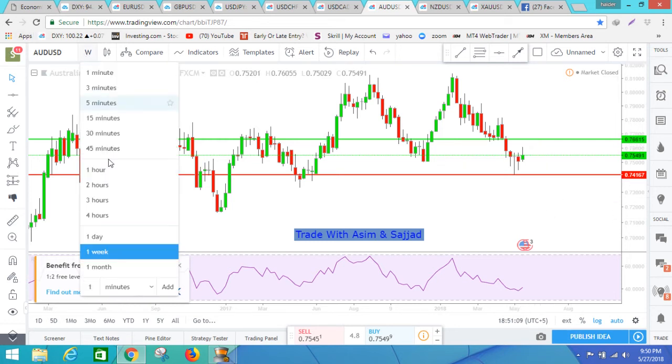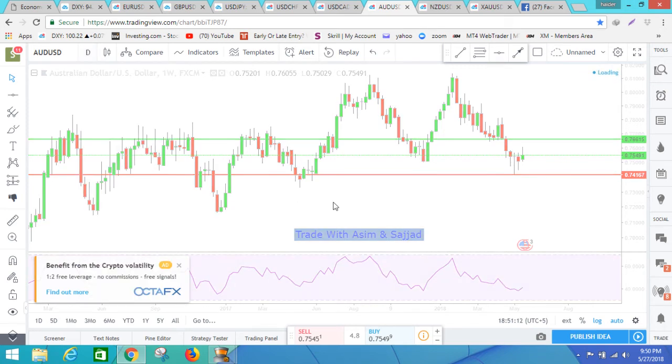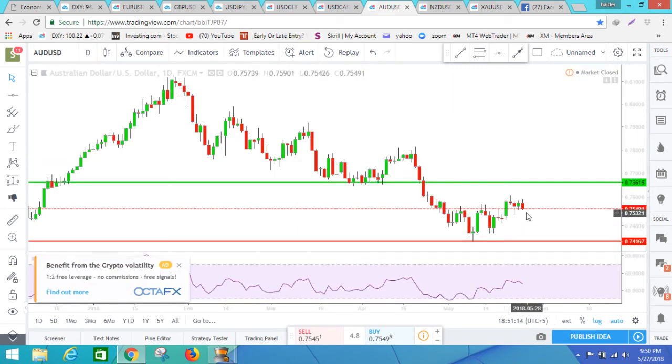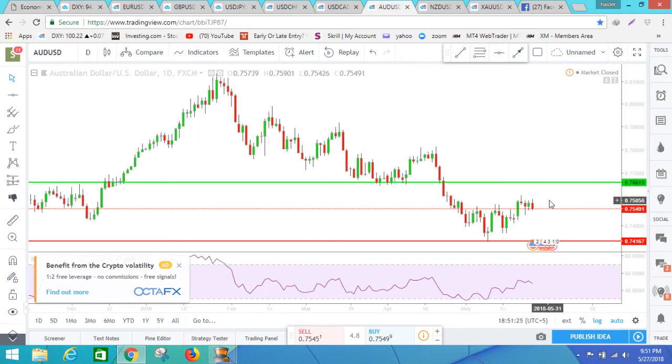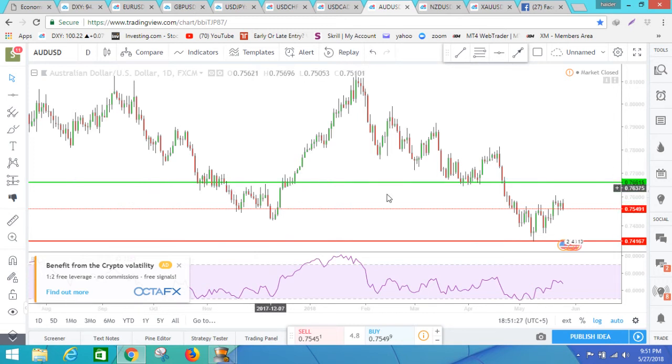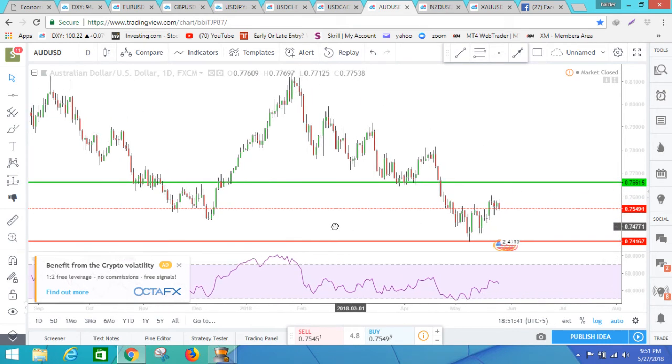The reason why I'm saying this is it's looking quite good on the daily time frame. Here you can see at this level, 0.7661, there's a very strong resistance level. Even here you can see. So the overall trend is that it's in a downtrend right now. It's just in corrective mode, and when it reaches here it's supposed to drop again.